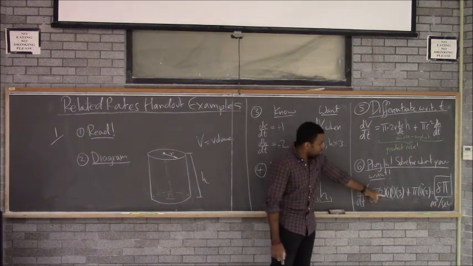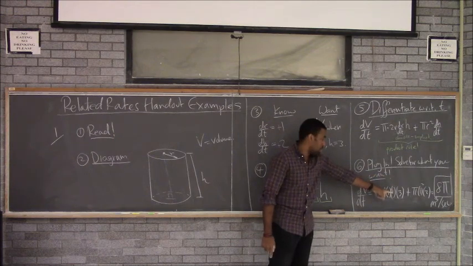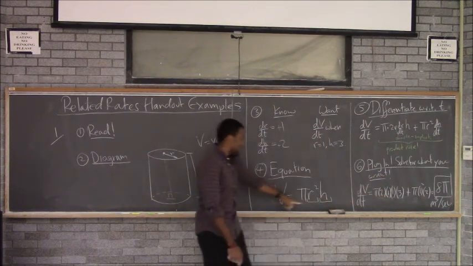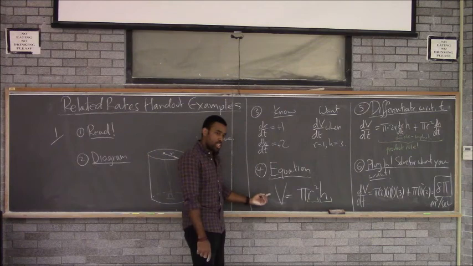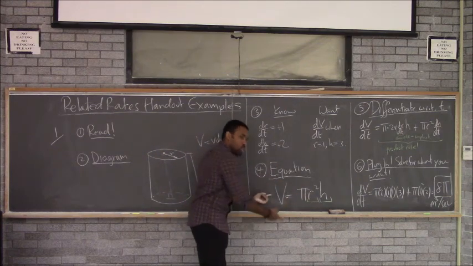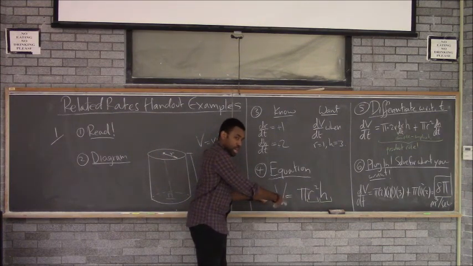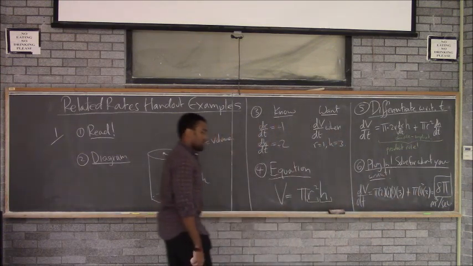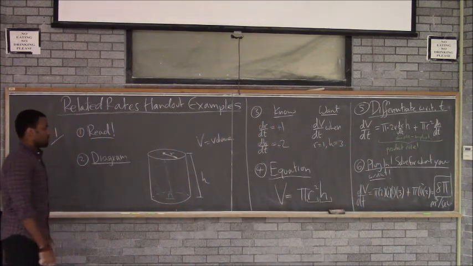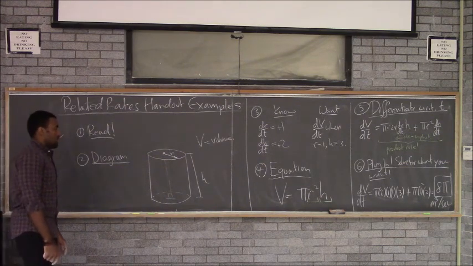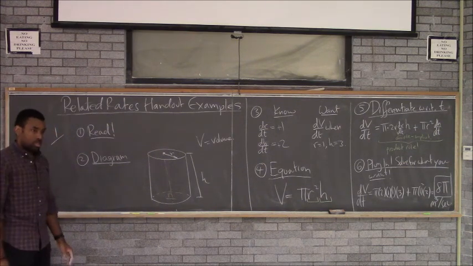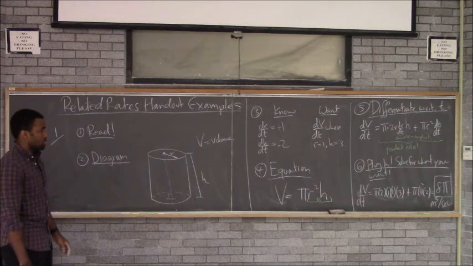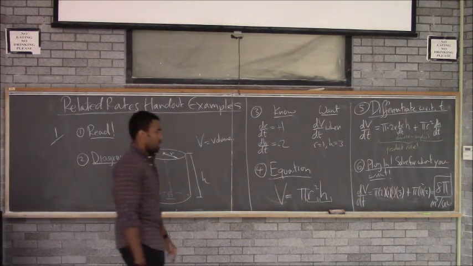If it shows up here that you don't know the value of somebody, what you would do is just go back to step 4 because you have an equation that relates everybody. Plug in the people that you have, solve for the guy that you don't have, then come back here and get the answer. And that's really it. Let's do it again.